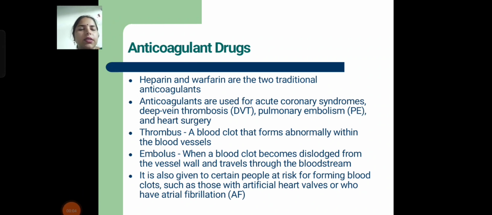In today's class, I discuss the anticoagulant drugs heparin and warfarin. They are the two traditional anticoagulants. They are used for acute coronary syndromes, deep vein thrombosis, pulmonary embolisms, and heart surgery. Thrombus: a blood clot that forms abnormally within the blood vessels. Embolus: when a blood clot becomes dislodged from the vessel's wall and travels through the bloodstream.